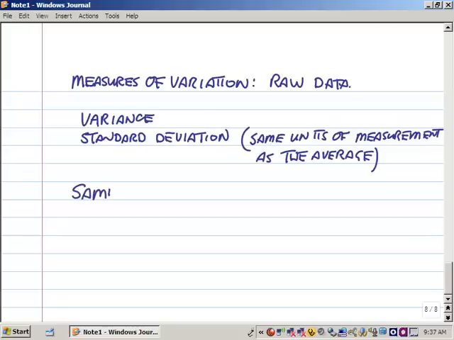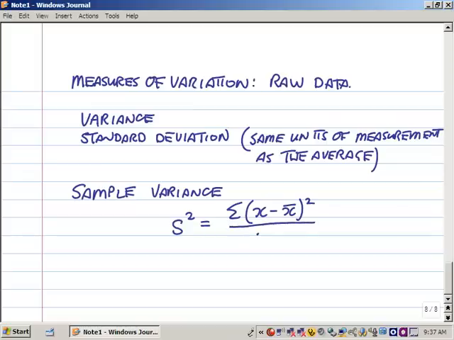So, we'll talk about sample variance only here. The formula for the sample variance is as follows. The notation is S squared is equal to the summation of the difference between each data point and the average squared, so the squared deviations, divided by not n but n minus 1.